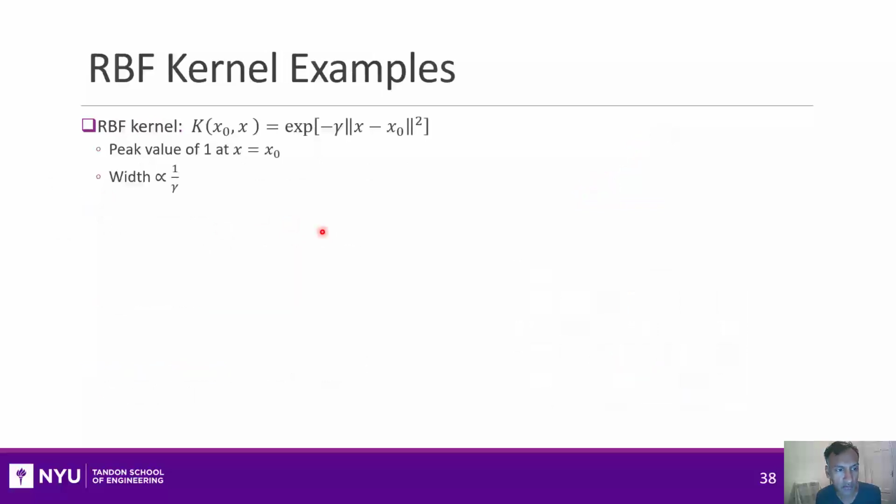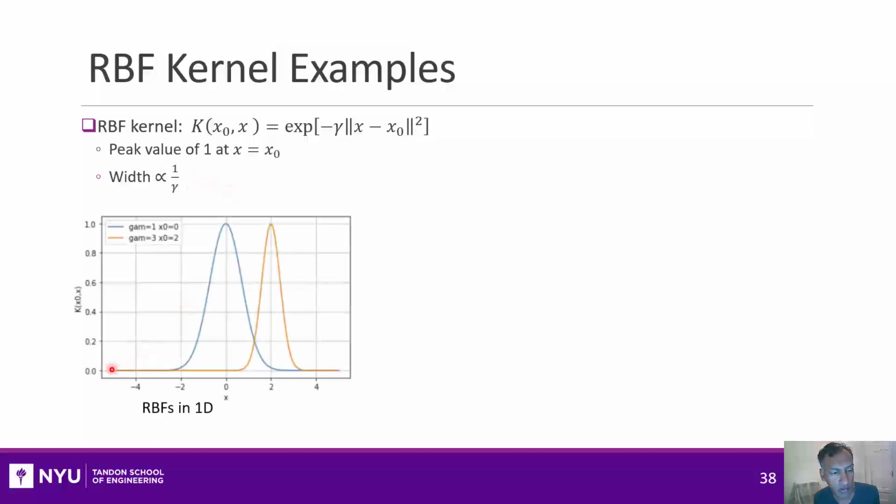The RBF is the most common, so let me walk through this a little bit more and give a few more examples. The RBF is this exponential, and you see that it has this parameter gamma. If we fix x0 and plot it as a function of x, this will have a peak value of 1 when x is equal to x0. And it'll decay at a rate of 1 over gamma.